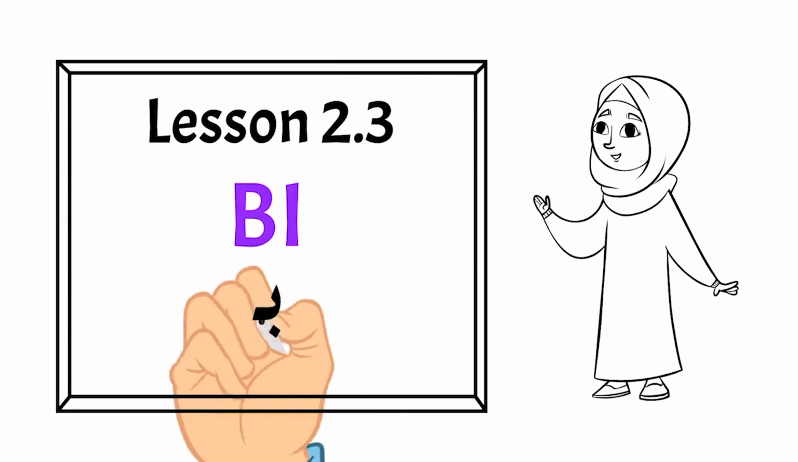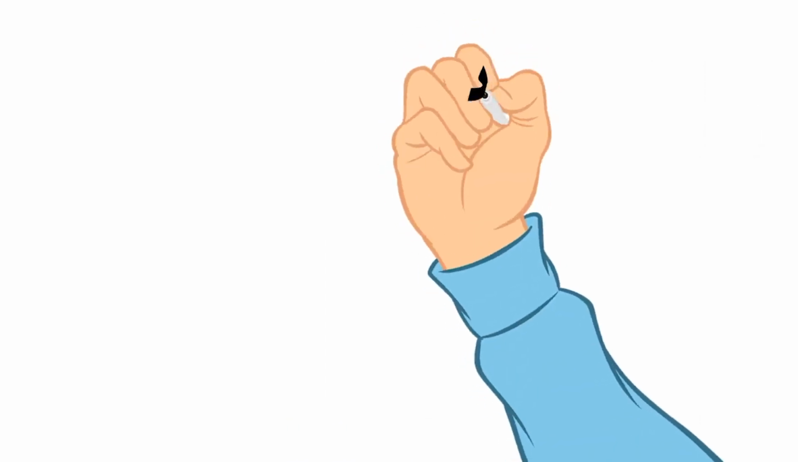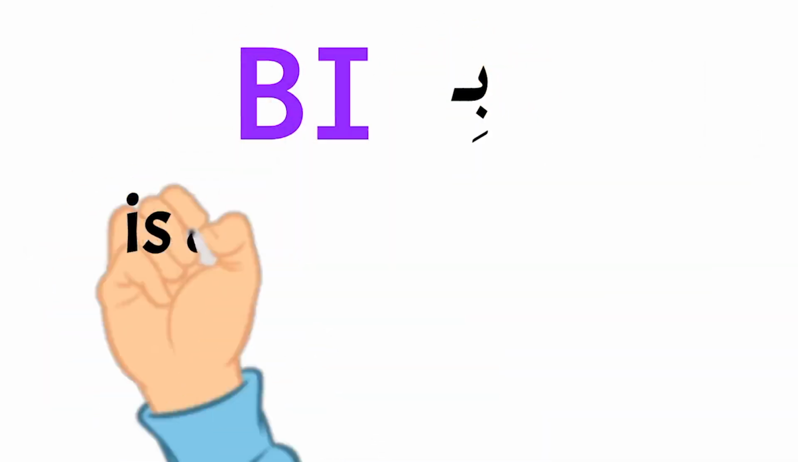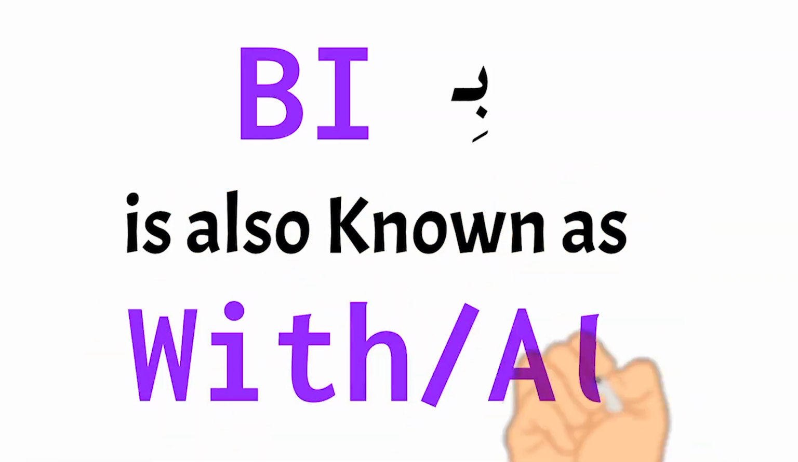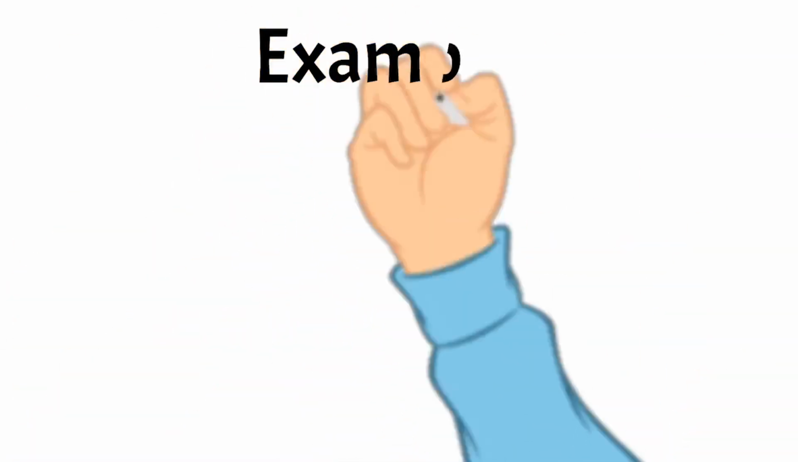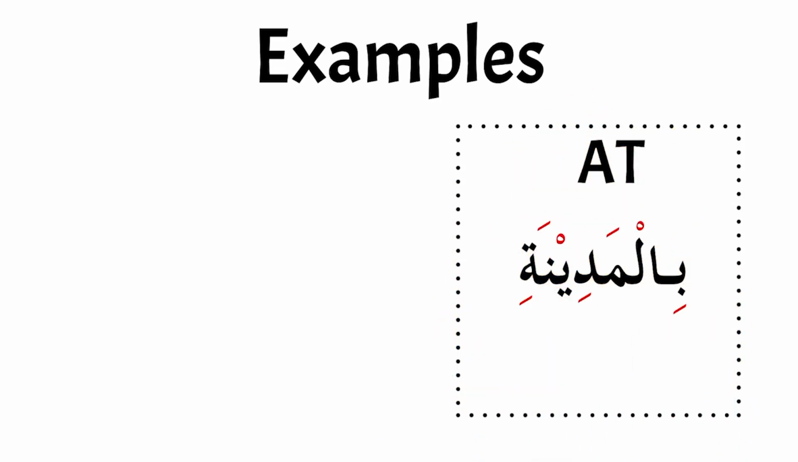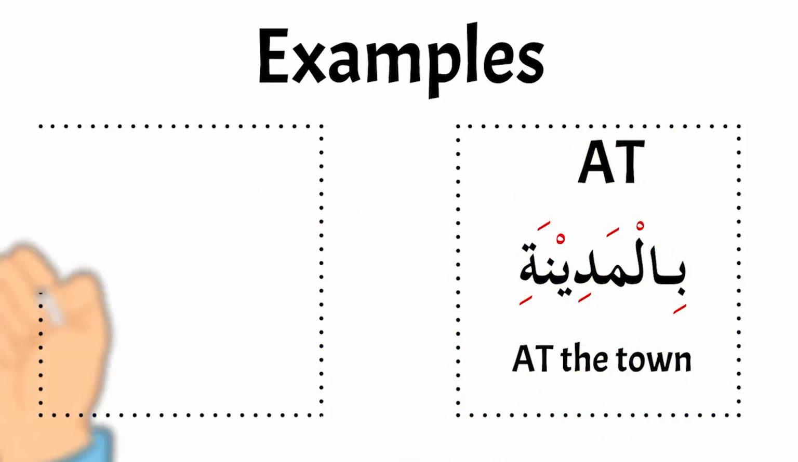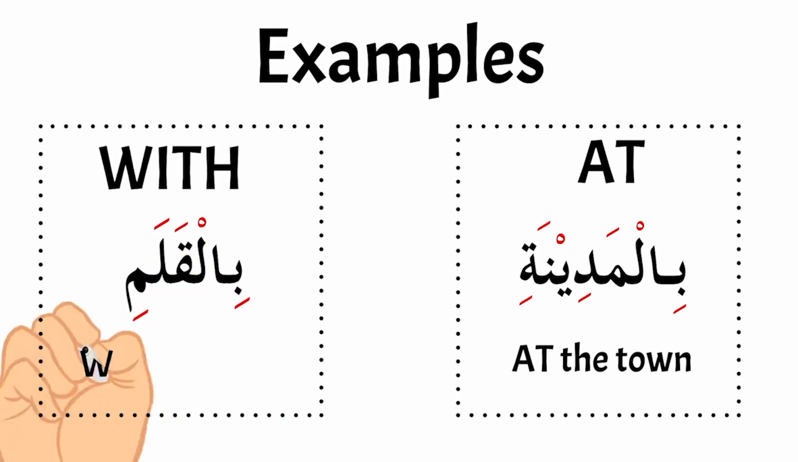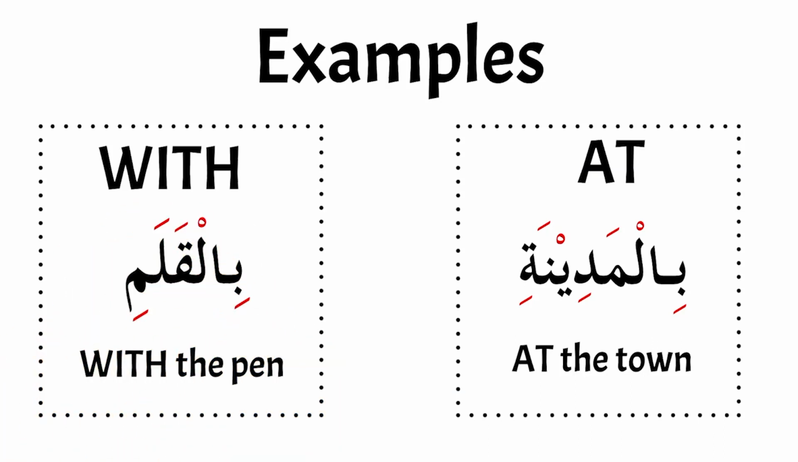Lesson 2.3: Ba. Ba is also known as with or at. Examples: Bil Madinah, at the town. Bil qalami, with the pen.